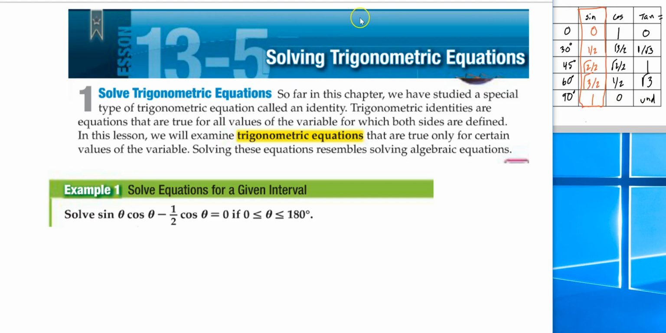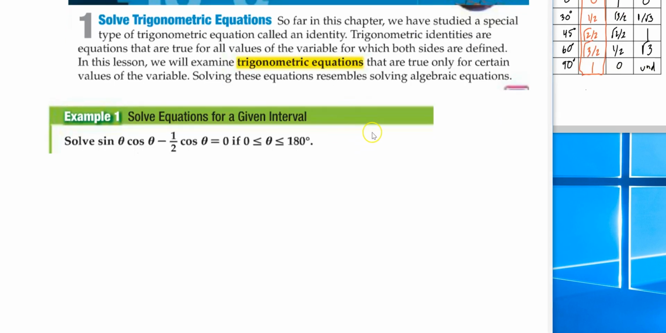13.5, solving trigonometric equations. What we're going to do here is solve trig equations, and to do that, the main thing you need to know is your unit circle. I have the table set up right there. I'm going to use triangles. We need a unit circle. And we're going to solve trig equations.